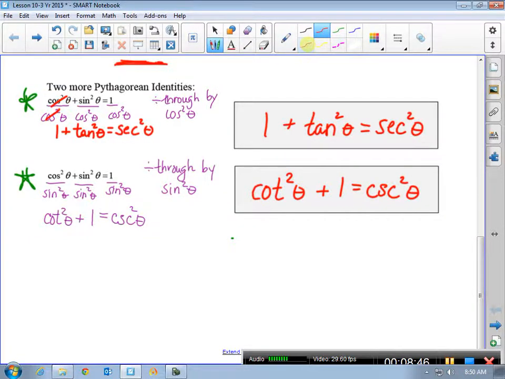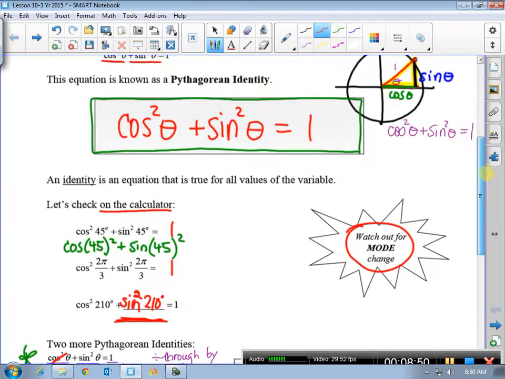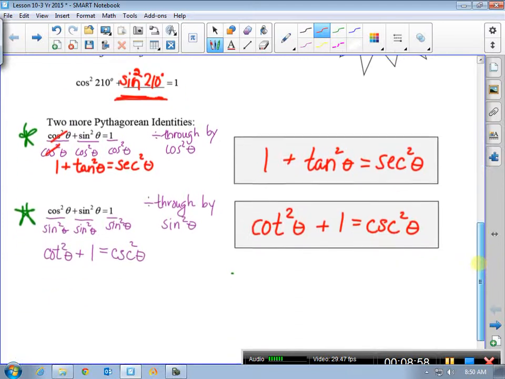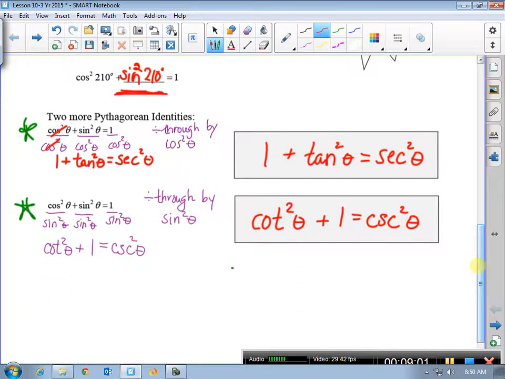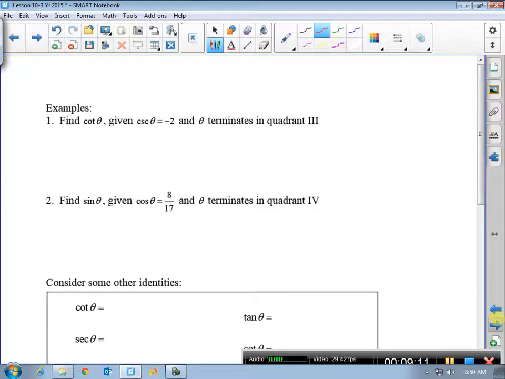So together, we have 3 new formulas, all stemming from cosine squared plus sine squared equals 1, which came from this circle up here. Divide through by cosine squared, we get the next one. Divide through by sine squared, and we get the last one. So knowing how to do it could help you if you ever forget any of them, actually, the last 2 especially.